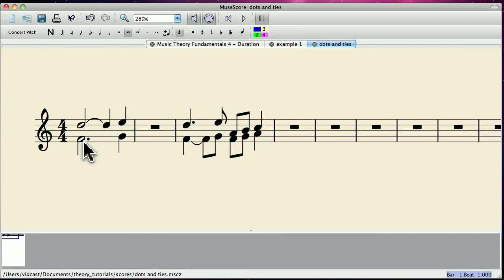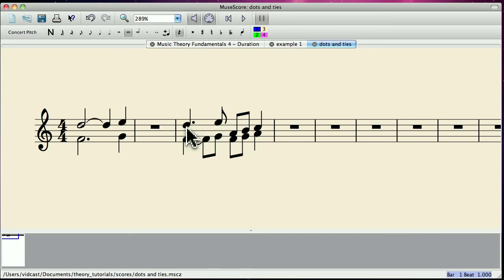So half the duration of a half note is a quarter note. And so we take a quarter note and we add it to the half note. Okay, so a dot is a shorthand for writing a tie, and it means take half of the value of the note and add it to that note. Okay, so I've got another example here with quarter notes and eighth notes.